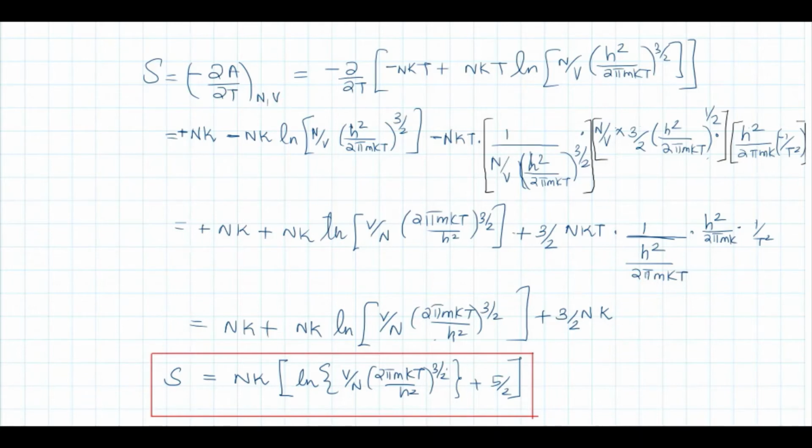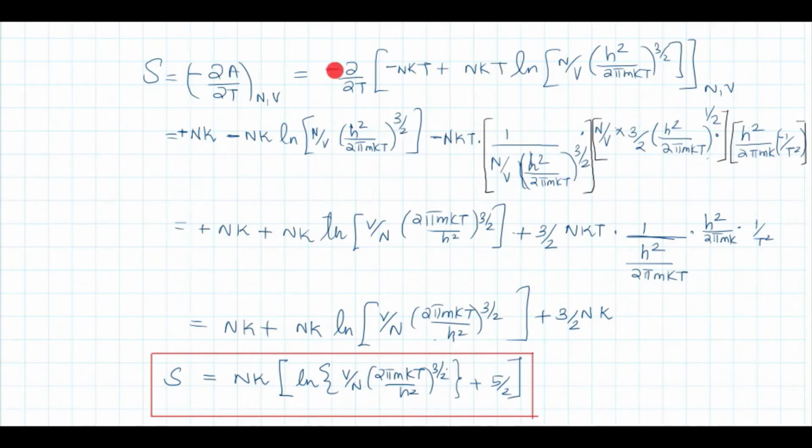So minus ∂/∂T of A is minus NkT plus NkT log (N/V)(h²/2πmkT)^(3/2) at constant N and V. Taking the derivative, this first term will give you Nk because the derivative is with respect to T. This negative and this negative becomes positive Nk. Then the next term is minus Nk. The log term you keep as constant and take the derivative of T. Then you will get minus Nk log of this term.